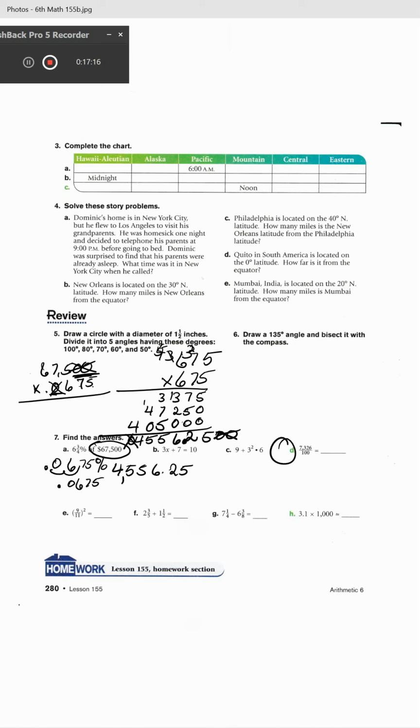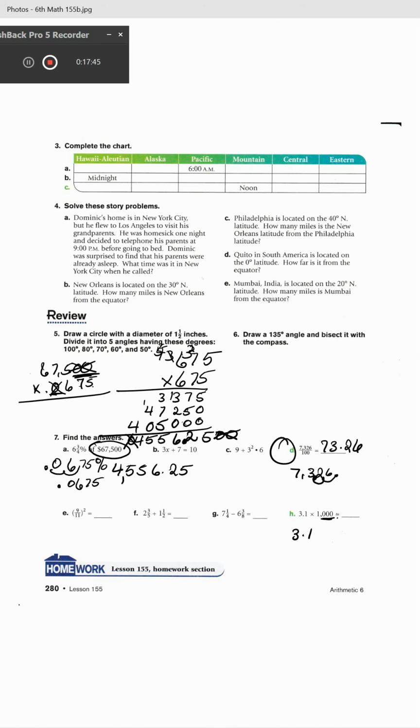Look at this one, D. 7,326 divided by 100. Well, remember, I know the 5th graders are just doing this, so I know you did it. So divided by 100, the decimal's here, right? Move it over 2 places. So your final answer would be 73.26.